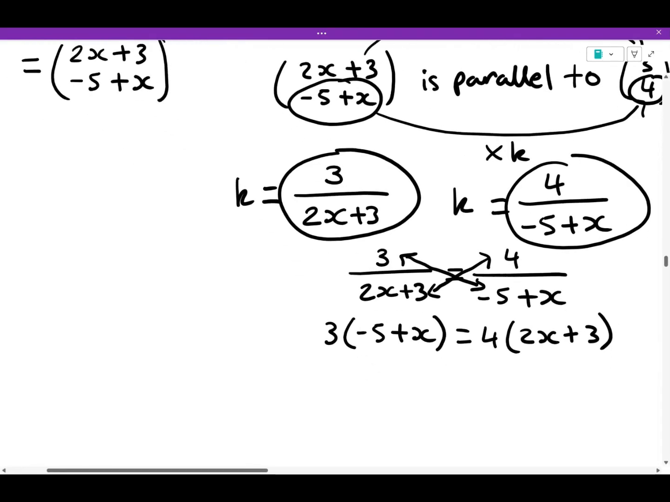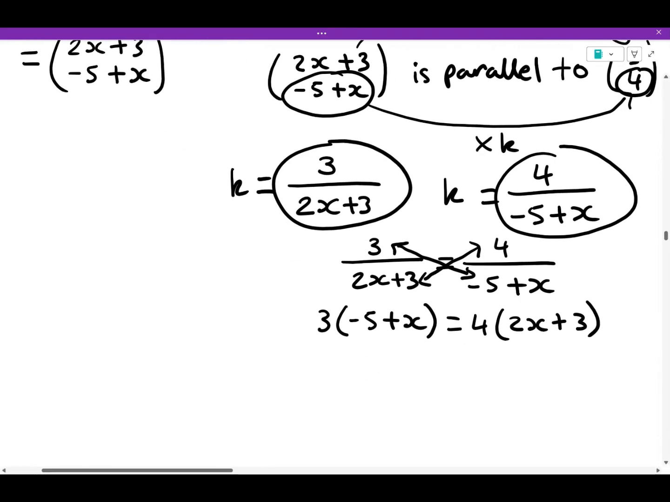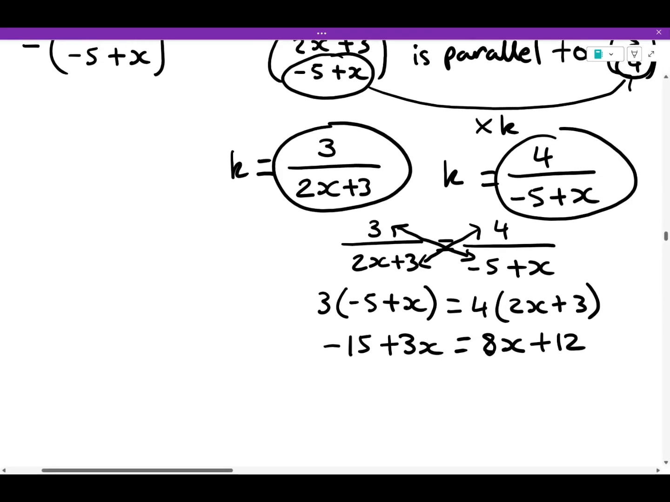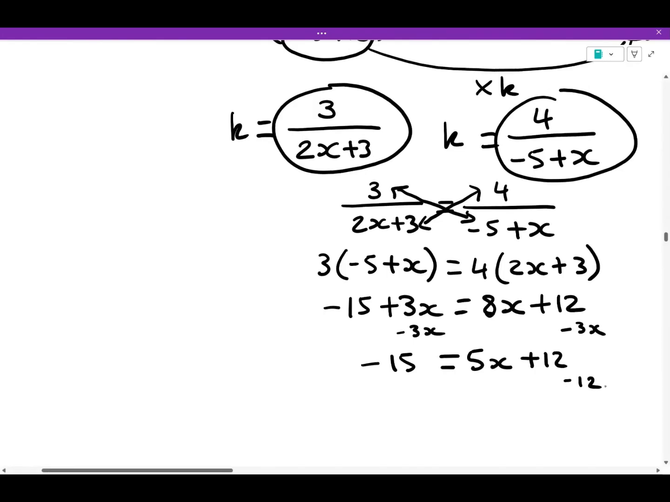Now we've got an equation to solve without fractions, so let's expand the brackets. On the left-hand side, 3 times negative 5 is negative 15, 3 times x is 3x. Then on the right-hand side, we're going to get 8x from 4 times 2x, and then plus 12 from 4 times 3. Then let's get our x's together, so let's put them on the right. So we're going to subtract 3x from both sides. So we get negative 15 is equal to 5x plus 12. And then I'm going to subtract 12 from both sides. So I get negative 27 is equal to 5x.